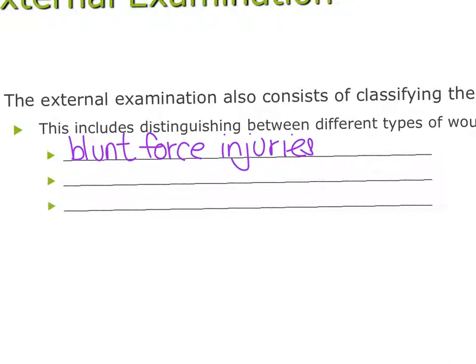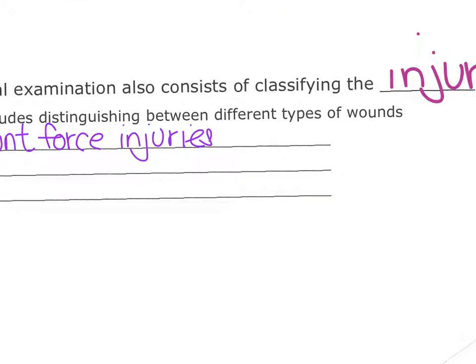What's a blunt force injury? Yes, let's hit someone with a bat or a pipe. So this is going to be a non-sharpened object. So this is caused by a non-sharpened object.